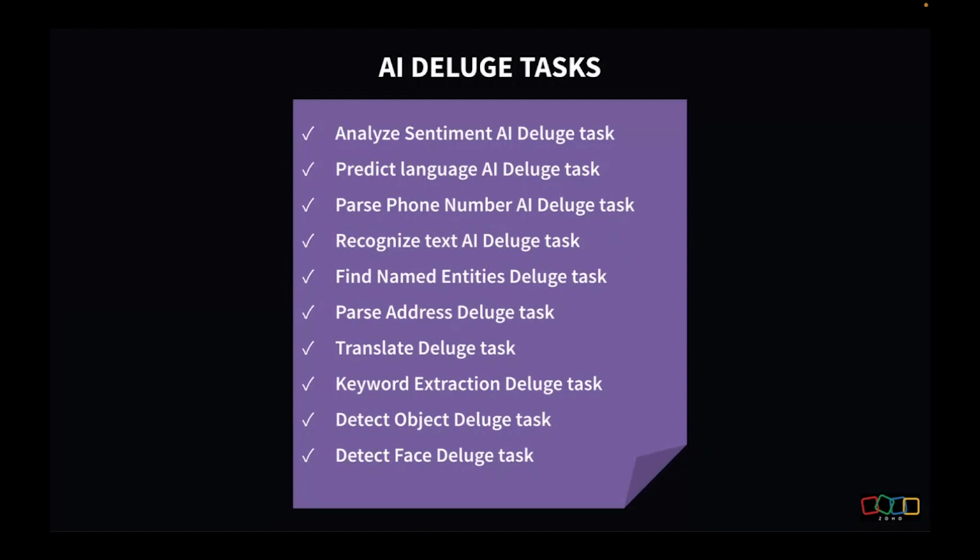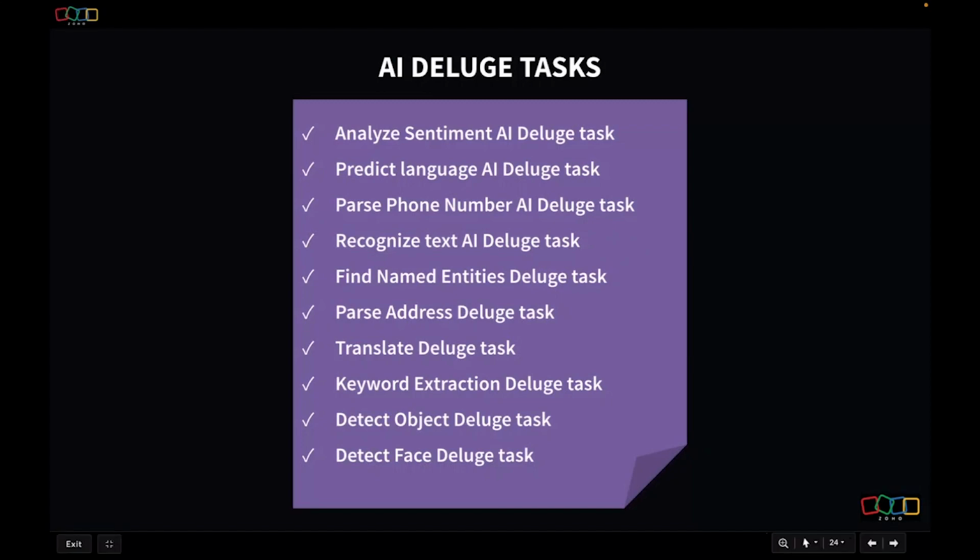For all these deluge tasks, we have respective help documents which will be shared by my co-host in the chat panel. And then we have the parse address deluge task, which will automatically split the city, state, pin code, country, and much more within a whole address.